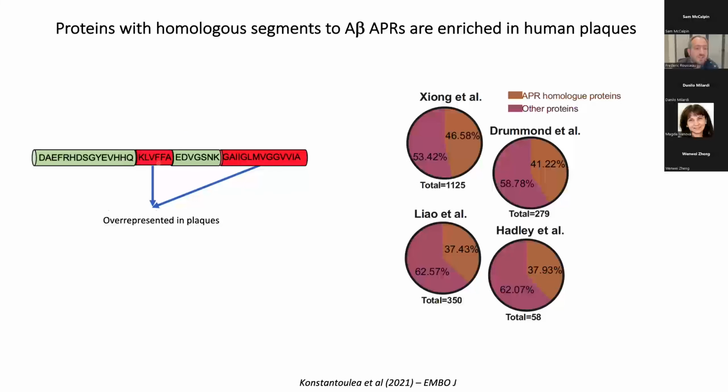And what you can see is that APRs and only APRs are overrepresented in here. So proteins that have homologous segments to these 2 APRs are overrepresented in human plaques, and other proteins that have homology to other parts of A beta are not. So really, this suggests that in real life, in Alzheimer patients, these interactions do occur.